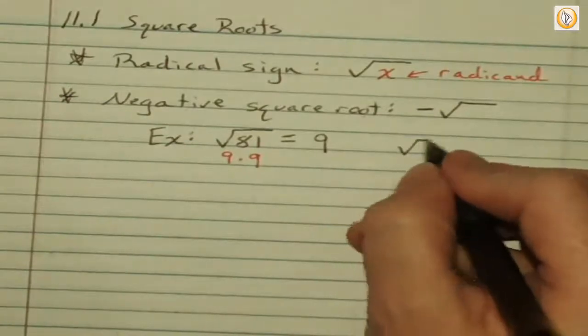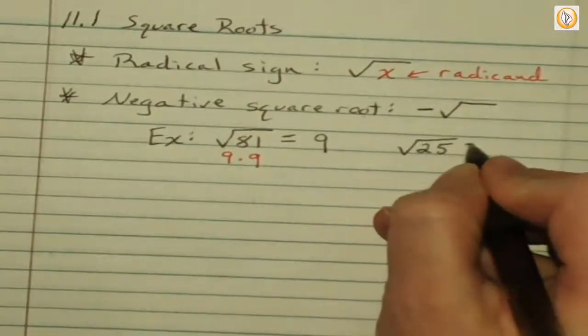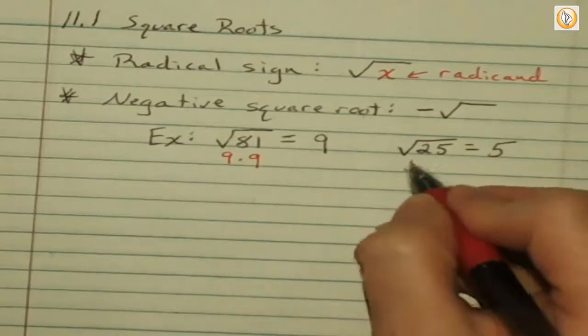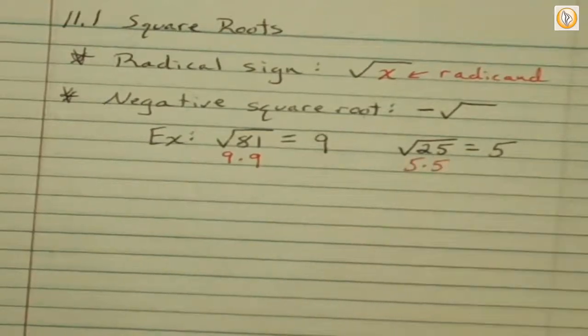Just like, what is the square root of 25? Raise your hand. Cecilia. 5. That's right. The answer is 5 because 5 times 5 gives you 25.